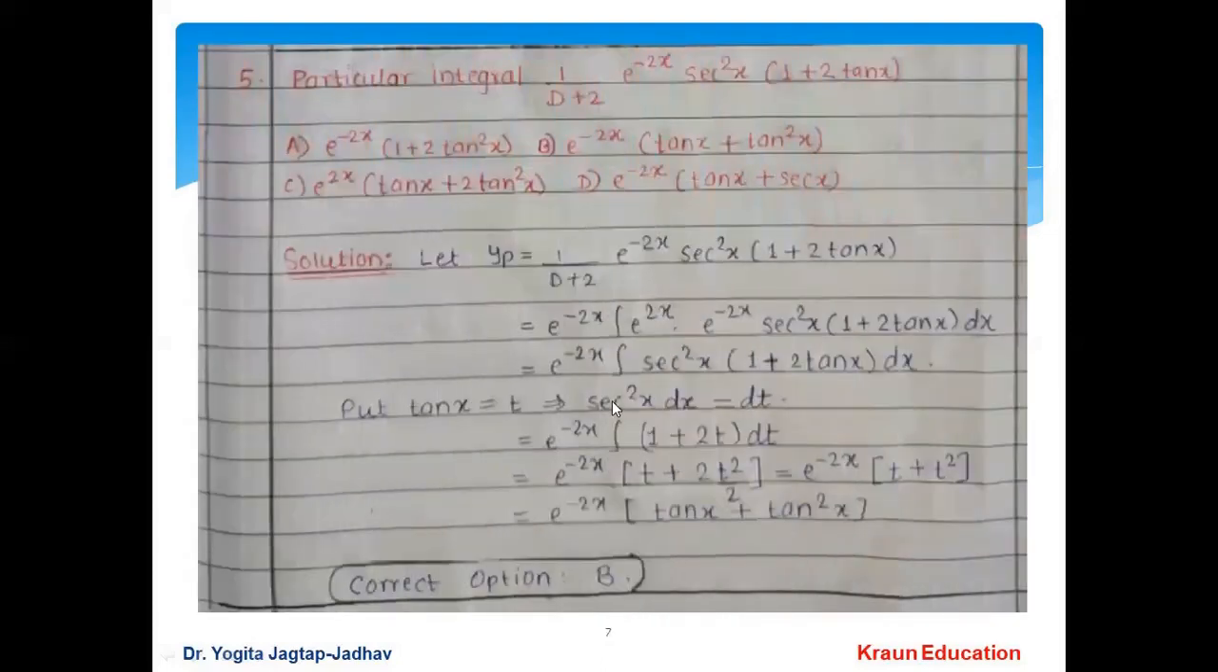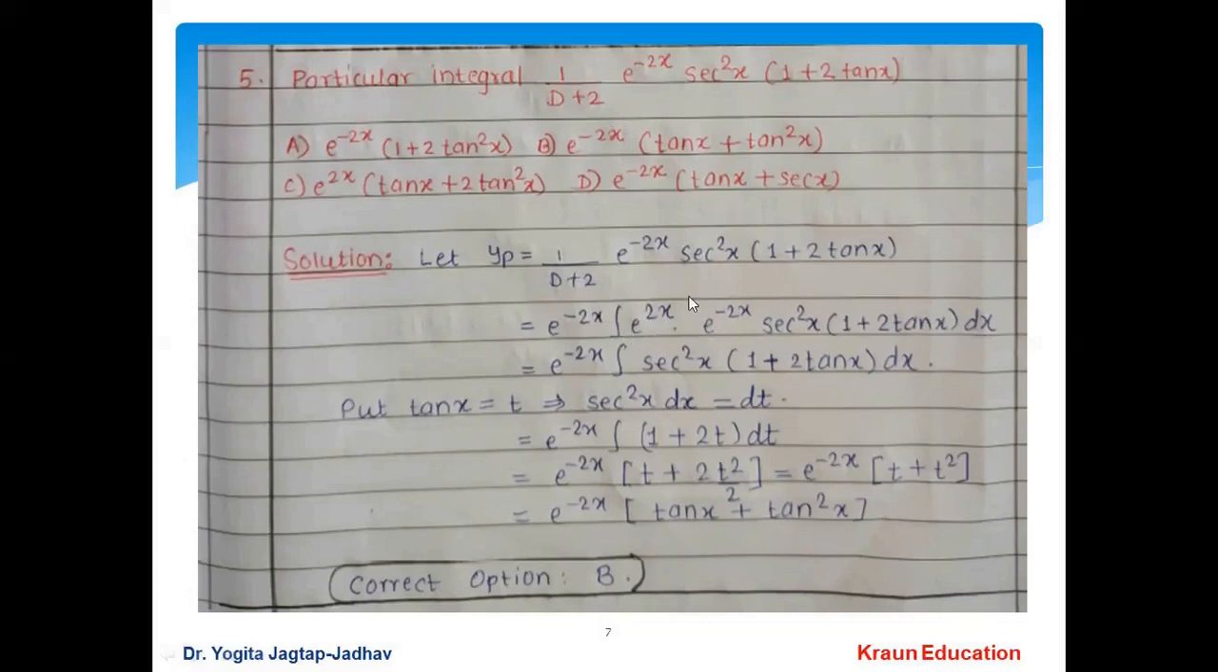Now look at the fifth example. Here we have to find a particular integral of 1 upon D plus 2 operating on e raised to minus 2x into sec square of x into 1 plus 2 tan x. Again, by definition of particular integral, we can write it as yp equal to 1 upon D plus 2 e raised to minus 2x sec square of x into 1 plus 2 tan x. Actually, this is what we want to find out. Again, by using the general method formula, we have this term as e raised to minus 2x into integration of e raised to plus 2x into f of x, where the whole term is written as f of x, into dx.